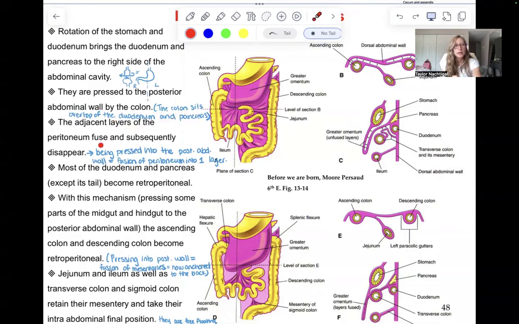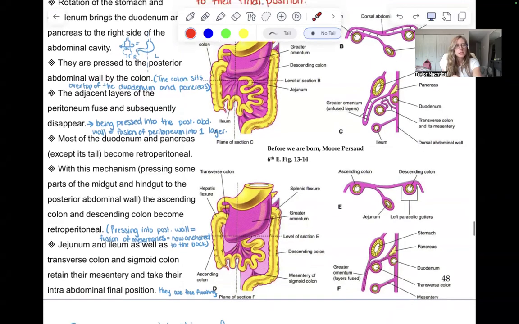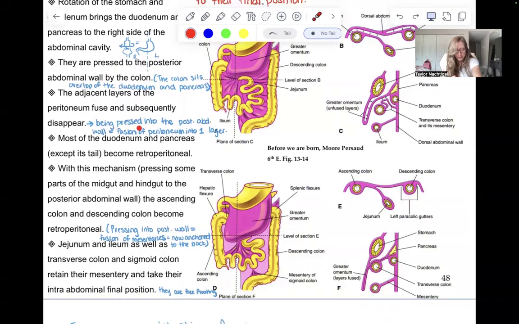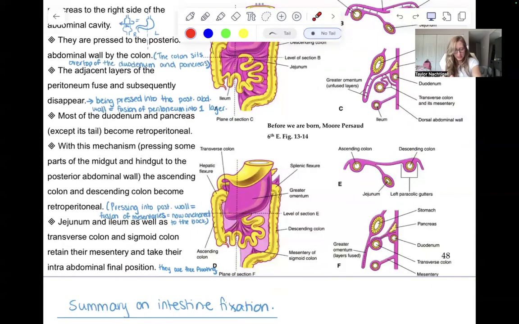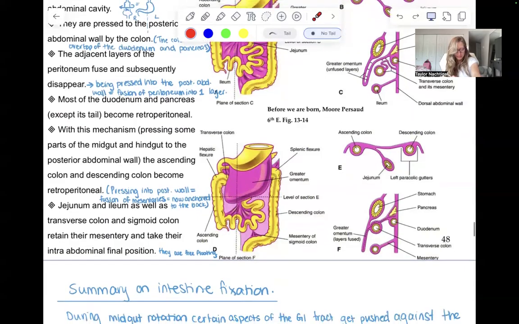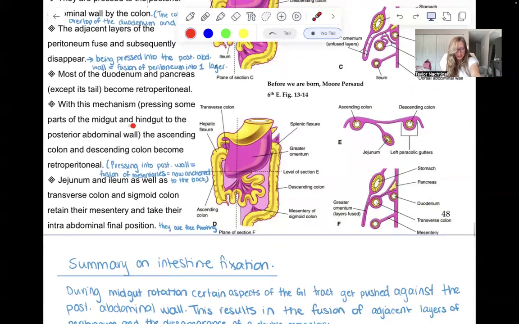The adjacent layers of the peritoneum will fuse and subsequently disappear. I already mentioned this. In the process of being pressed into the posterior abdominal wall, the peritoneum will fuse into one layer, so we lose that double mesentery. Most of the duodenum and the pancreas, with the exception of the pancreatic tail, become retroperitoneal. With this mechanism, pressing some parts of the midgut and hindgut to the posterior abdominal wall, the ascending colon and descending colon also become retroperitoneal.